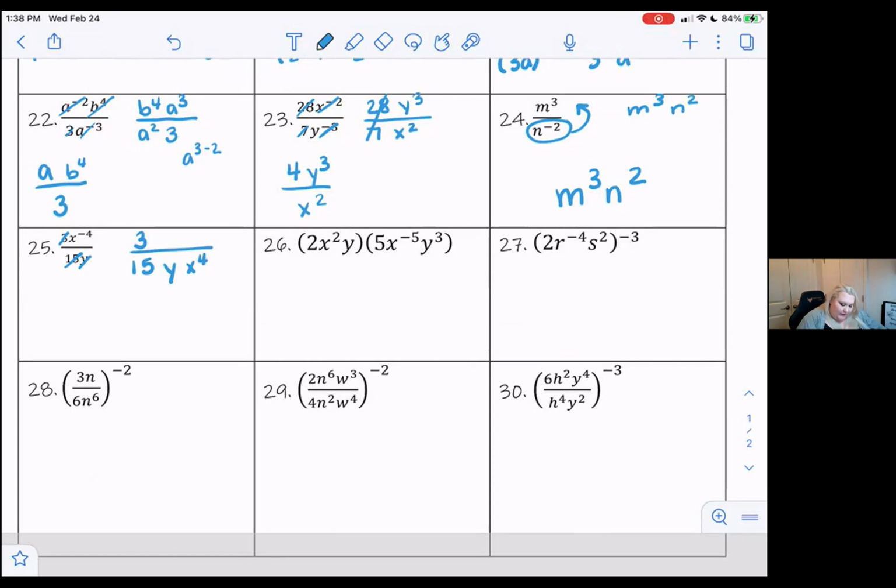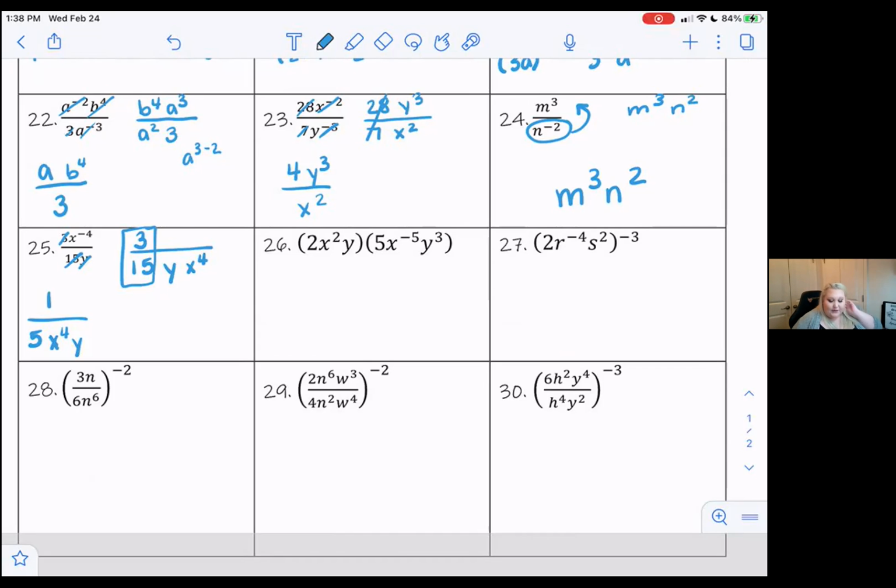Now I can simplify. 3 over 15 is going to simplify to 1 over 5. The y and the x's can't simplify, so I'm going to write x to the fourth first because it comes first alphabetically, and then we put the y.